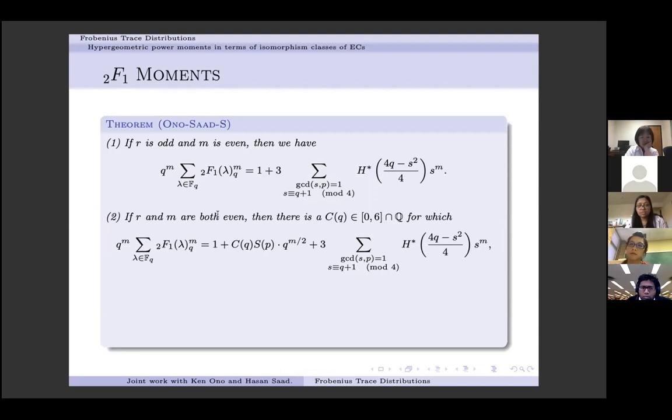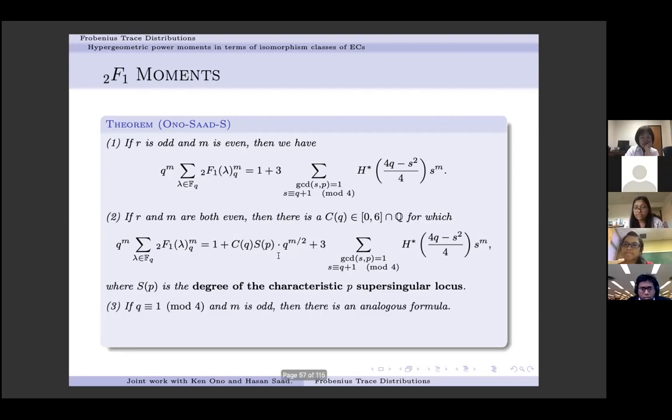For the even moments of this 2F1 function, we obtain a similar kind of formula, apart from extra constants. One is s_p, the degree of the characteristic p supersingular locus, that is, the number of isomorphism classes of supersingular elliptic curves over F_p bar, which is approximately equal to p over 12. The other is a constant c_q, a rational constant lying in the interval 0 to 6, which can be understood as the average number of Legendre forms of elliptic curves lying in an F_q isomorphism class whose trace is equal to 2 square root of q or -2 square root of q.